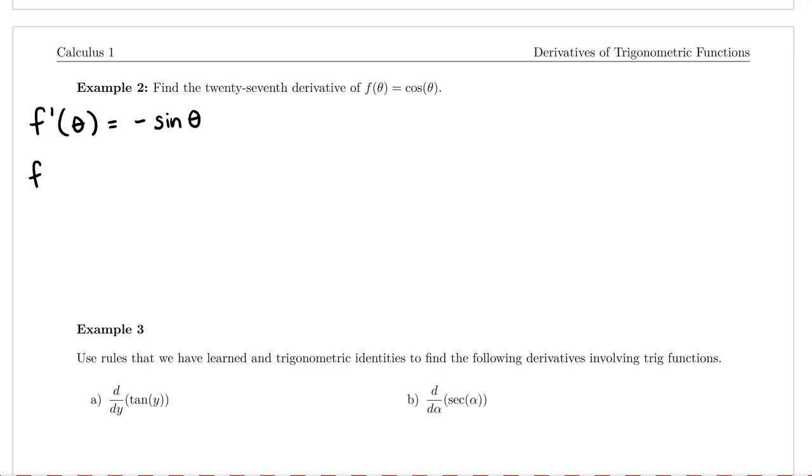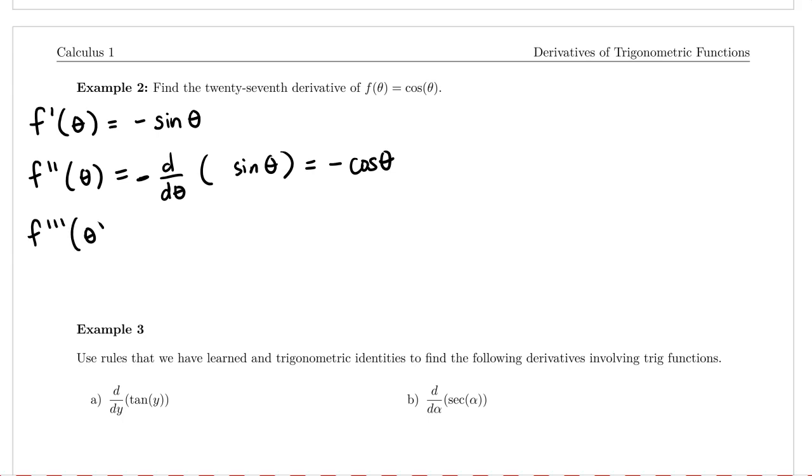So now I'd like to find the second derivative. And that means that we have to take the derivative with respect to theta of negative sine of theta. Now, negative 1 is a constant, so we remember we learned that theorem that allows us to take a constant outside of our derivative, and now we just need to take the derivative of sine, and that gives us negative cosine of theta. Now we want to take the third derivative.